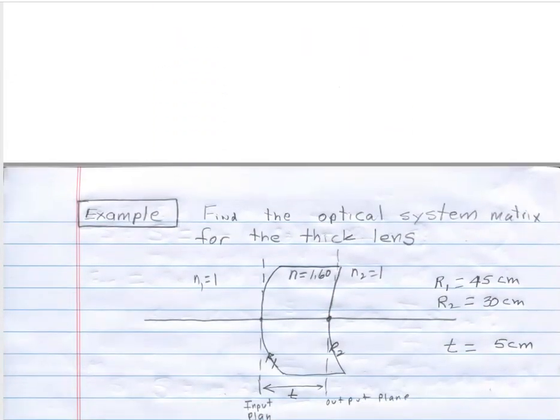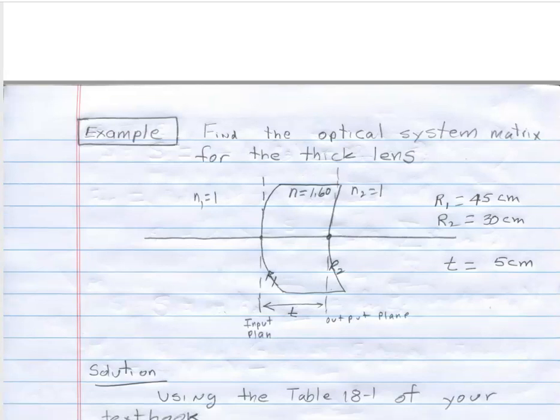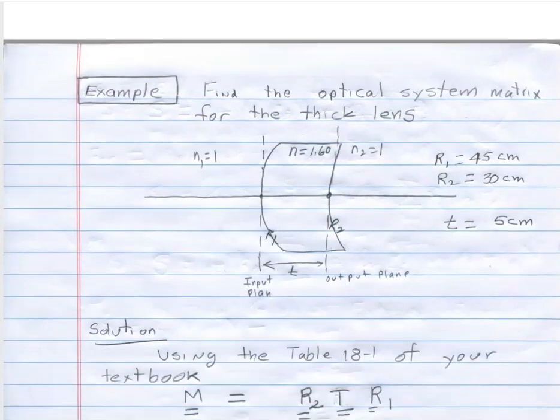We're now in a position where we can start to put together these elementary transfer matrices to see the process for some elementary cases anyway. And the first one I'm going to do is a pretty standard one: find the optical system matrix for the thick lens. Here I've got a thick lens. It's in air, so N1 and N2 are both 1. The index of refraction of the glass that the lens is made out of is 1.6 in this case.